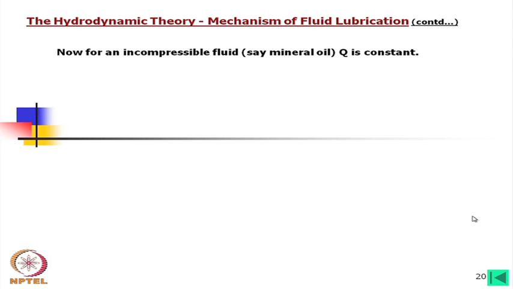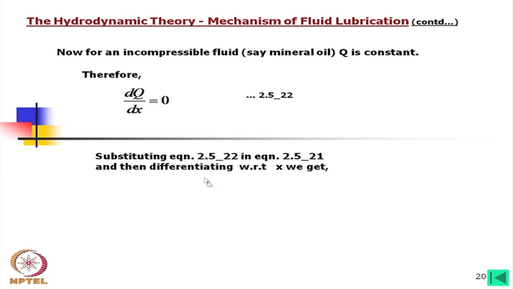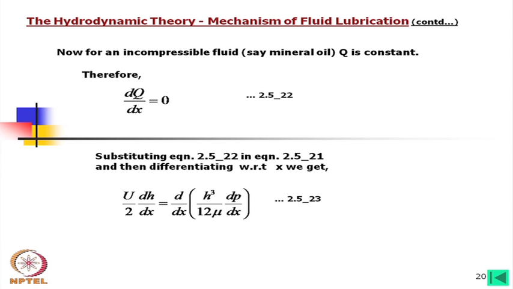Now, for an incompressible fluid, say mineral oil, q is constant. Therefore, del q by del x will be 0. Then substituting equation 2.522 in equation 21 and differentiating with respect to x, we get u by 2 del h by del x is equal to del by del x of h cube by 12 mu dp by dx.